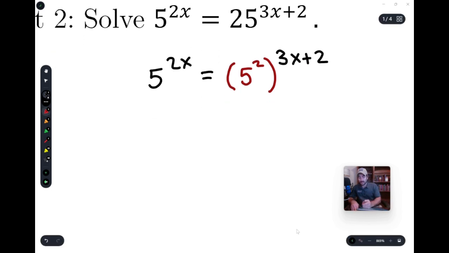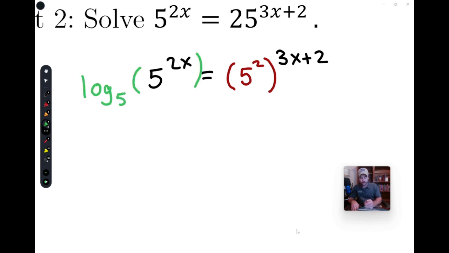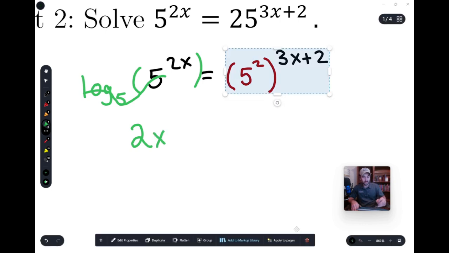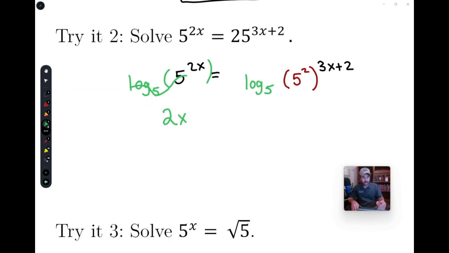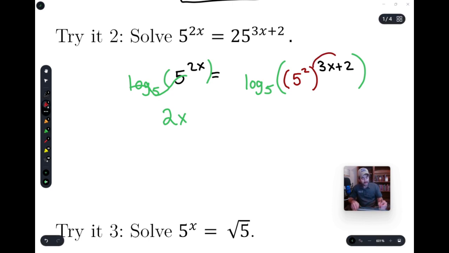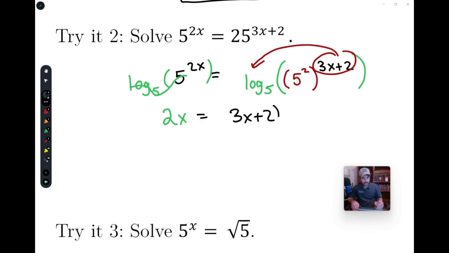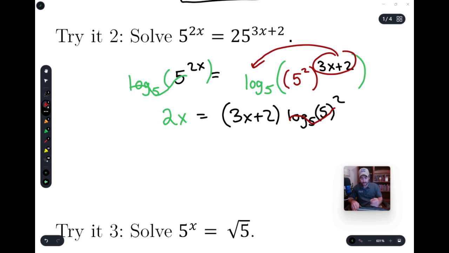And now if we want to get rid of some stuff, we could start using the logs and say log base 5 again to take it out and leave us with 2x. And on this side, if we log base 5 it, we'll apply one property before we continue. So log base 5 of the whole thing. And we can use the power rule to take this 3x plus 2 and move it to the front. And so we'd be left with 3x plus 2 times log base 5 of 5 to the 2. We know that log 5 and 5 will take each other out, and we'll be left with 2x equals 2 times 3x plus 2.